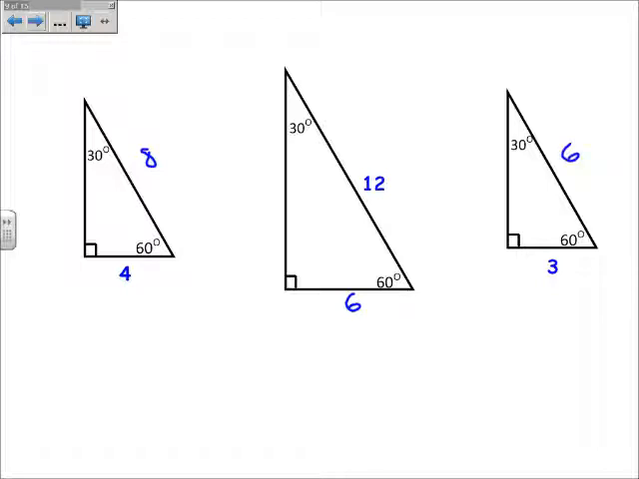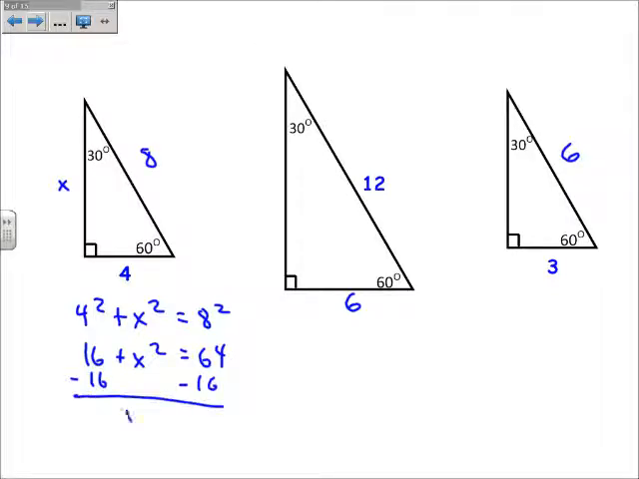Okay, again, this is a right triangle. We can use the Pythagorean theorem. 4 squared plus x squared must be equal to 8 squared. 4 squared, 16, plus x squared is equal to 64. So here, solving for x, I'll subtract 16 from both sides. x squared is equal to 48, and x is equal to the square root of 48.